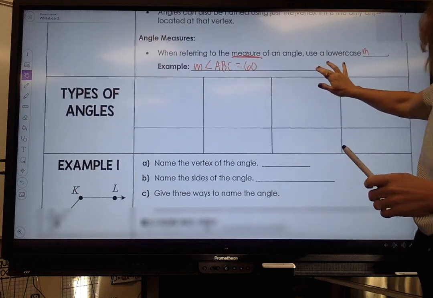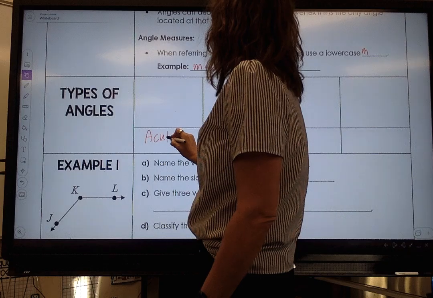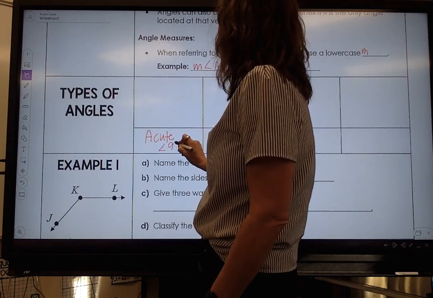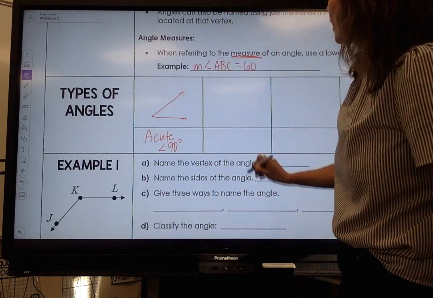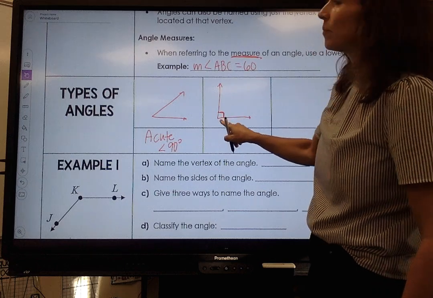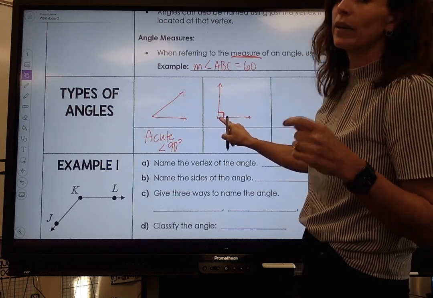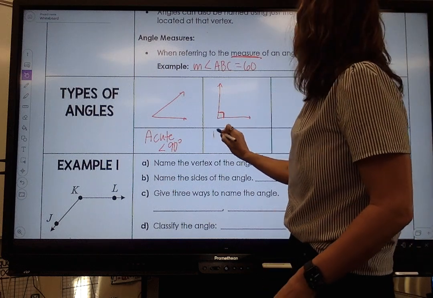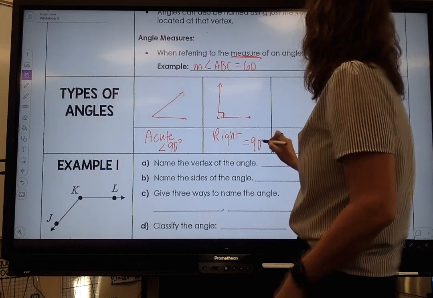We have 4 different types of angles. We have an acute angle, and an acute angle is less than 90 degrees. So it's going to look something like that. We have a right angle, and it's got this mark. That's the only way to tell on a drawing if you have a right angle. It has to have that little mark. This is called a right angle, and it is equal to 90 degrees.